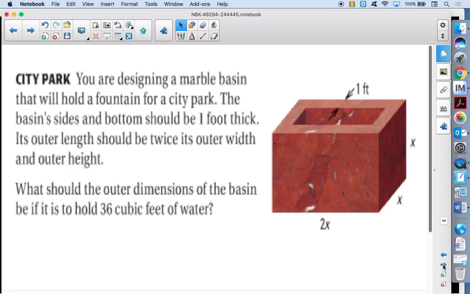So that's how thick the sides of the basin are. In the little diagram, each side is 1 foot in thickness.